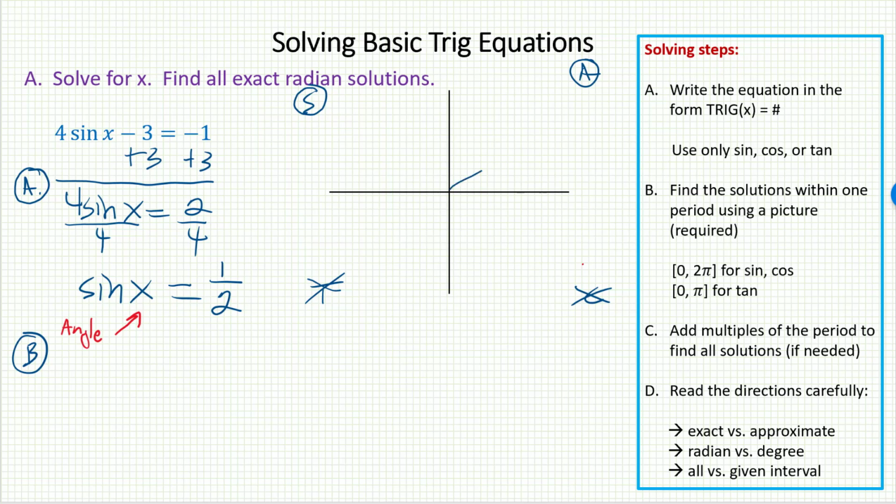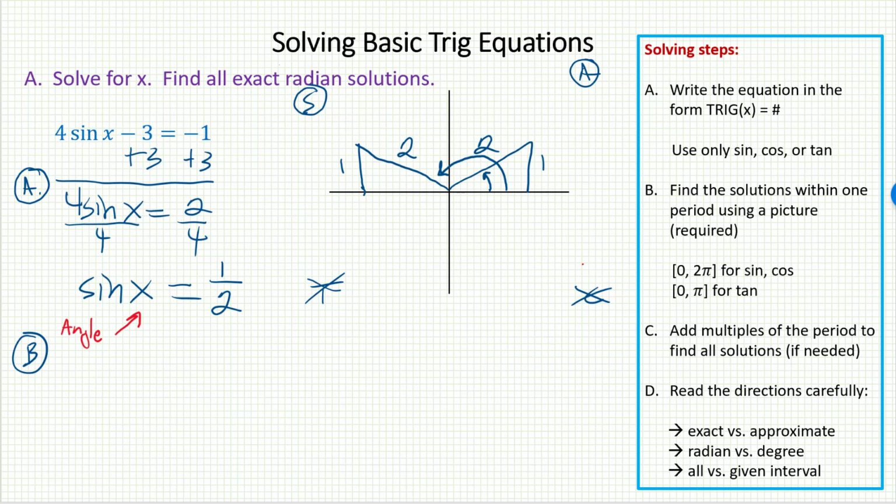Let's draw in those reference triangle pictures. One of them's here in the first quadrant, sine ratio opposite over hypotenuse. The other one would be very symmetrical and over here in the second quadrant, again opposite over hypotenuse. One of our angles is this angle right here. The other angle is this angle right here, right? We have a first quadrant angle and a second quadrant angle.